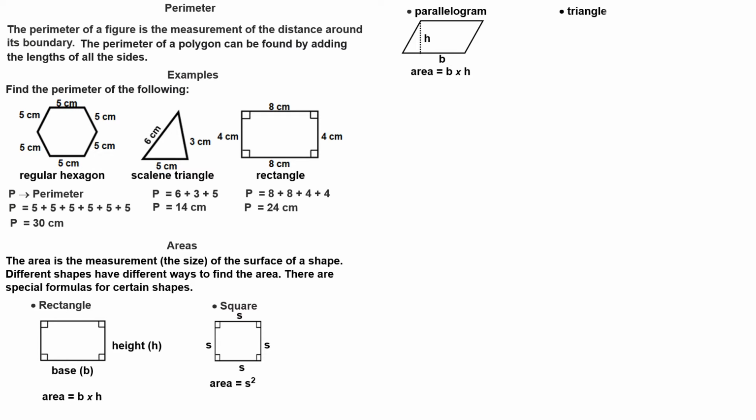Triangle. A parallelogram can be divided into two equal triangles. Since the area of a parallelogram is base times height, the area of a triangle must be 1/2 the area of a parallelogram. Thus, the formula for the area of a triangle is 1/2 base times height.